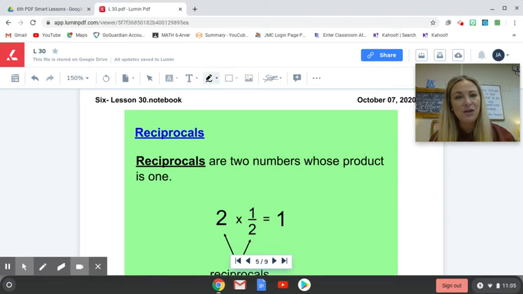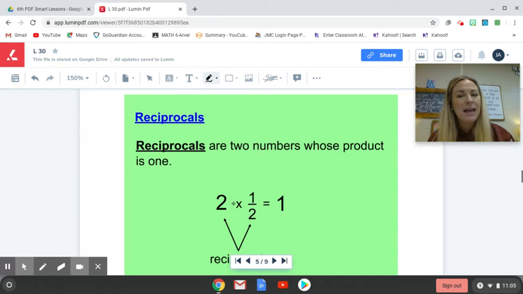By definition, reciprocals are two numbers whose product is 1, meaning a number times its flip. So a number multiplied by its flip or by its reciprocal will always give you 1. Think about this one right here: 2 times 1/2 equals 1. That's like saying if I had a pile of 2 Oreos and I divided that pile in half, each pile would have 1. So 2 times 1/2 would be 1. Just to point out, 1/2 is the reciprocal of 2.